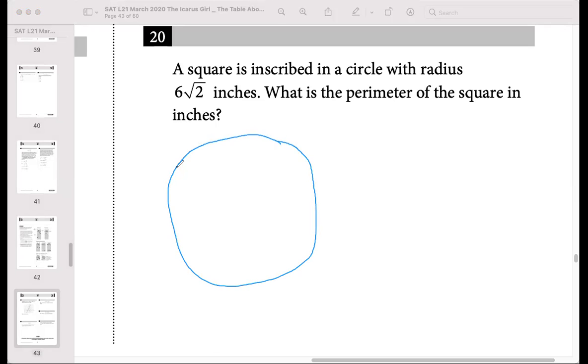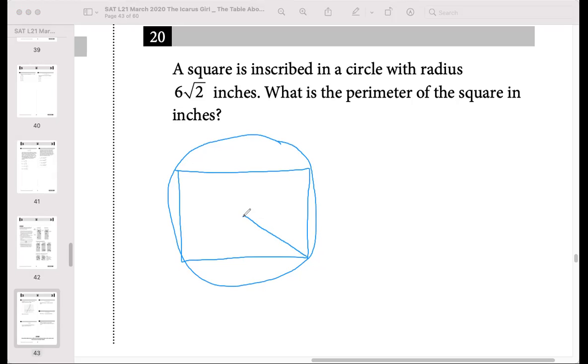So here's our circle, and a square is inscribed in it. That means the square is inside the circle and the corners of the square are touching the circle. And the circle has a radius of 6 square root 2. So we could show the radius there, but that's not going to be very helpful in finding the perimeter of the square. So what's more helpful is to show the radius on a diagonal.